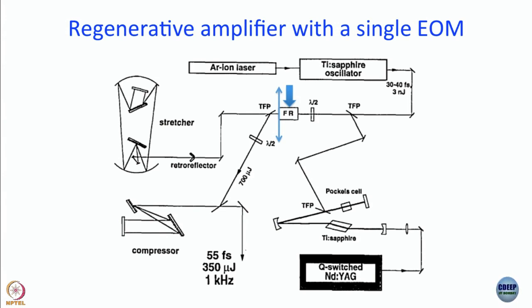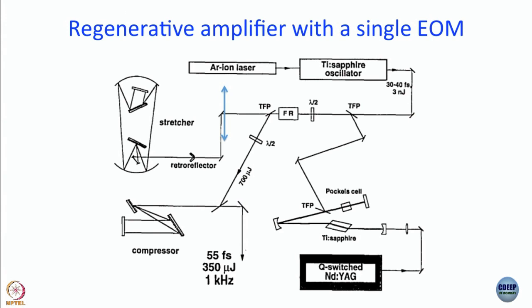Okay? For now, it goes straight, and I have not drawn its path all the way to the stretcher, but you can understand it goes in, this is a mirror, from the mirror it goes to the grating, first grating, gets dispersed, goes to the concave mirror, which sort of focuses it on to a second grating, plane mirror, then retraces its path, comes back here, and then goes back all the way.